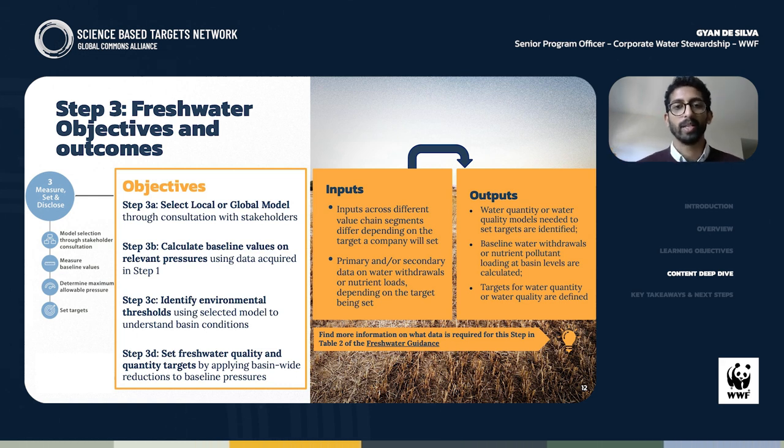Overall, after completing Step 3 of the freshwater methods, you will have identified water quantity or quality models to set targets, calculated baseline water withdrawals or nutrient pollution loading in the basins where the company is setting targets, and calculated targets for water quantity or water quality in accordance with the needs of nature.